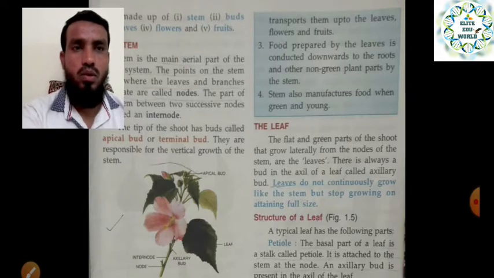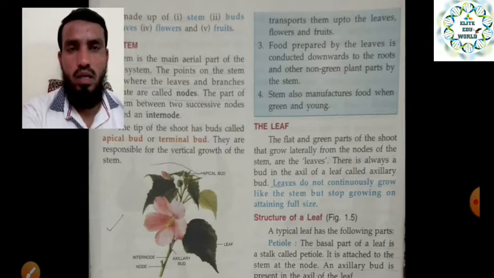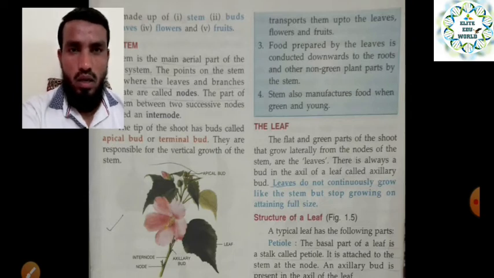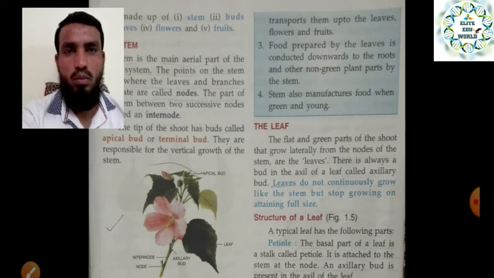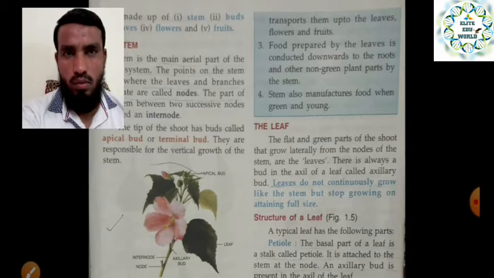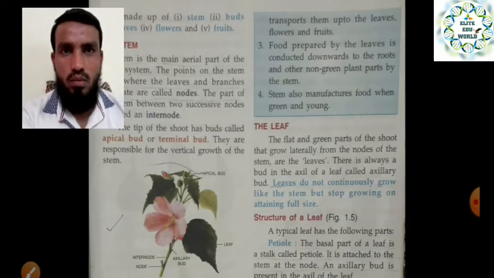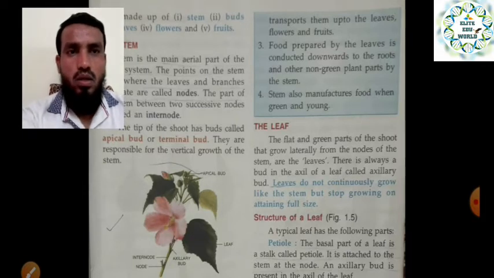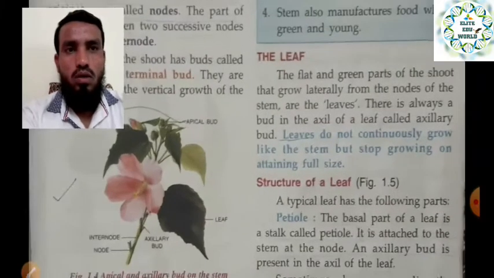And lastly, the stem also manufactures food when it is green and young. When it was a small plant, you have seen the stem also looks green. So when it is green, it can make food. Once it becomes a bigger plant, it cannot make food, so the leaf alone makes the food. So that was all about the stem.